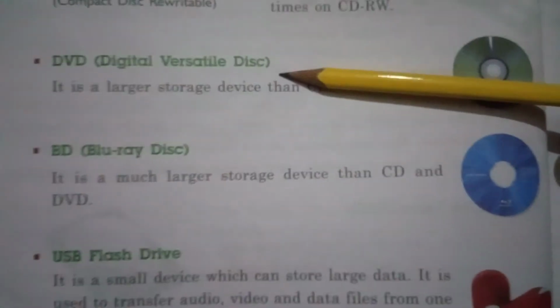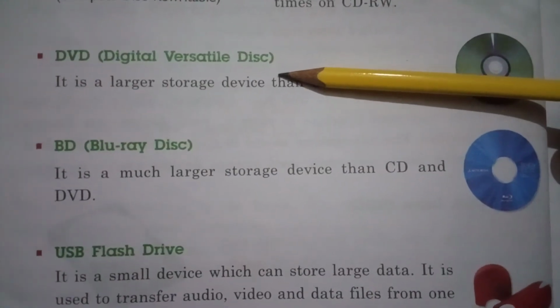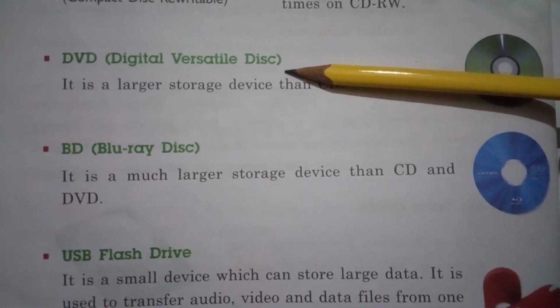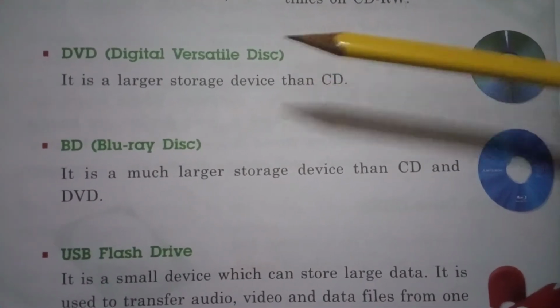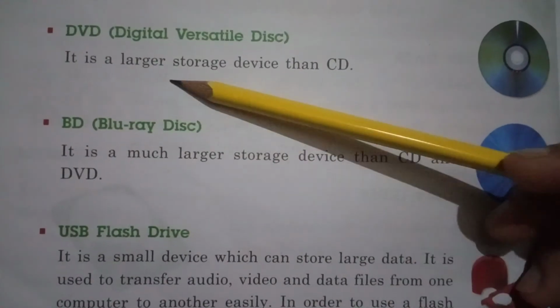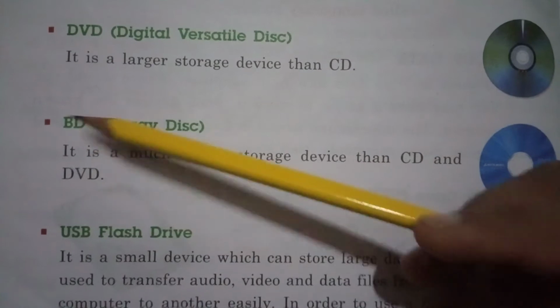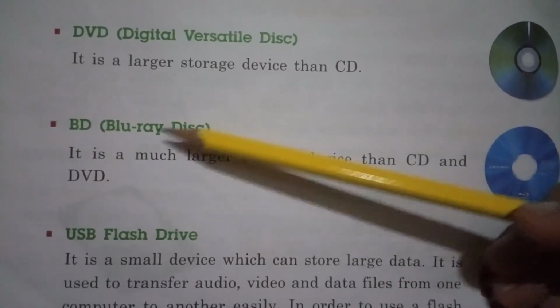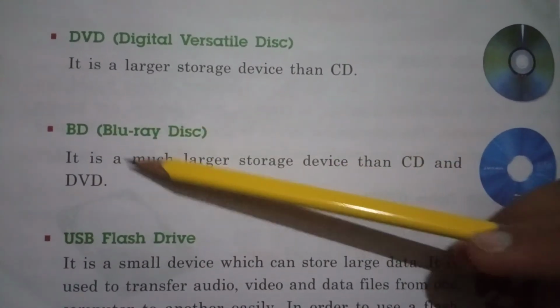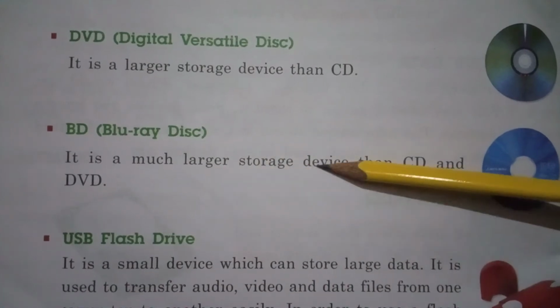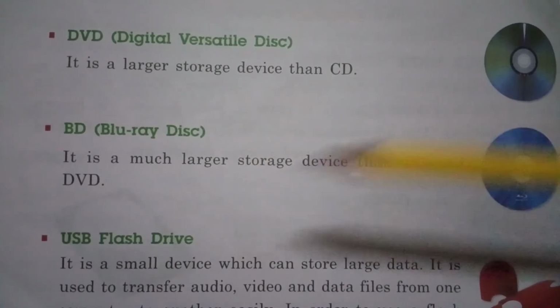Next is DVD, or you can say digital versatile disc. It is a larger storage device than a CD. BD, Blu-ray disc. It is a much larger storage device than CD and DVD.